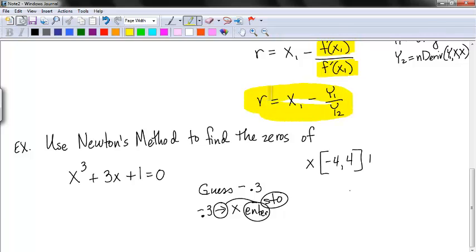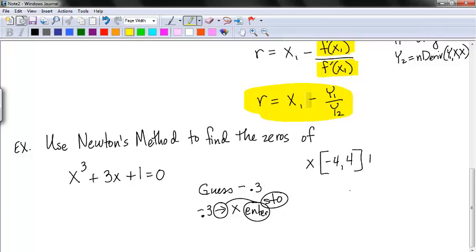Okay, so now we need to do this formula several times. So go to the home screen. Put in x minus, and then parentheses. Y sub 1, so we got to do the vars key. Right over to y variables. Function, pick up y sub 1, divided by, and then do the vars key again. Right arrow over to y variables. Function, go down and pick up y sub 2.